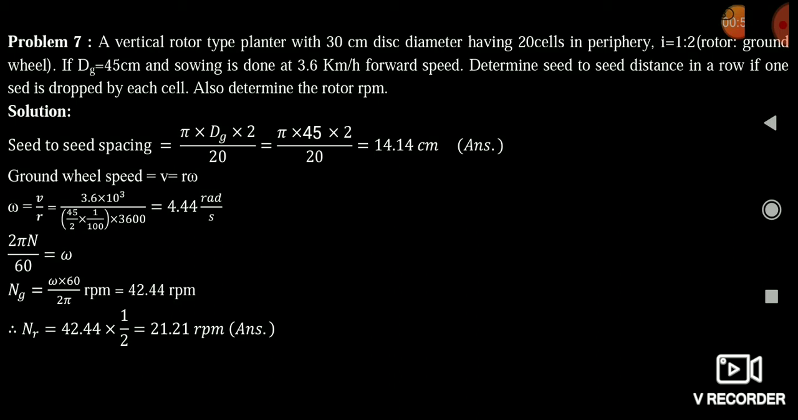What does this mean, friends? Means when the rotor will rotate one time, then the ground wheel will rotate two times. This is the simple meaning of this. Means suppose हमने रोटर को एक बार रोटेट किया तो ग्राउंड व्हील हमारा दो बार रोटेट होगा, इसकी यही मीनिंग होती है. And friends, you understand about the rotor.